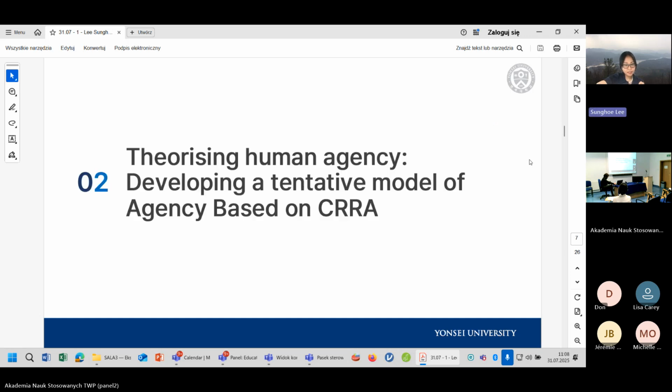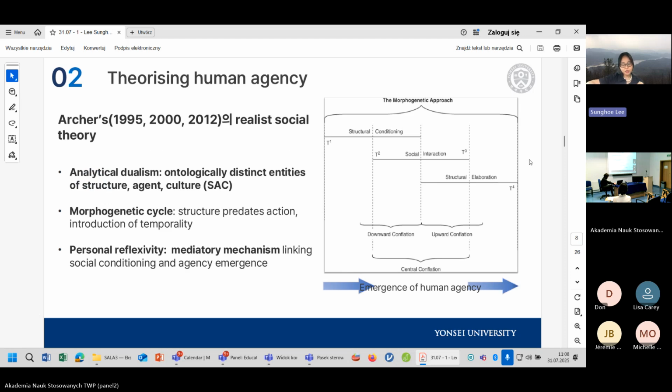Next. Let's examine Archer's realist social theory in three points. First, analytical dualism allows Archer to keep structure and culture analytically distinct from agency. Second, the morphogenetic cycle traces the temporal sequence from T1 structural conditioning through T2, T3 social interaction to T4 structural and agential elaboration or reproduction. Third, personal reflexivity is the mediatory mechanism linking structural conditioning and action. It is the internal conversation through which individuals weigh personal concerns against social conditions, explaining why two teachers in identical contexts can act in different ways.